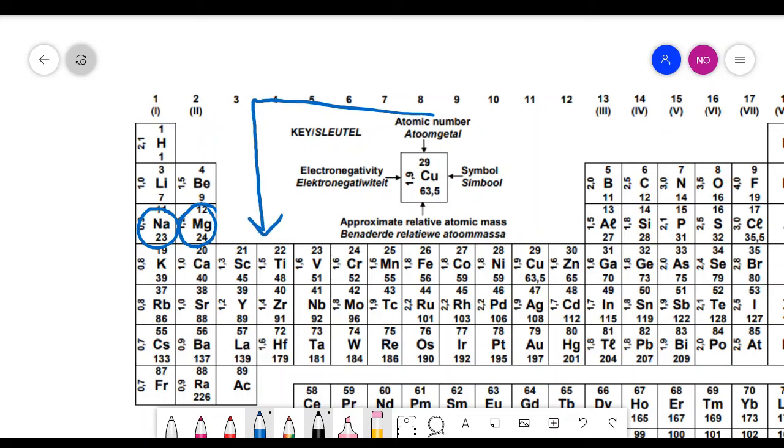So wat se een van daai twee, natrium en magnesium, sal die grootste atoomradius hê? Natrium. Why? Because it is to the left of magnesium.